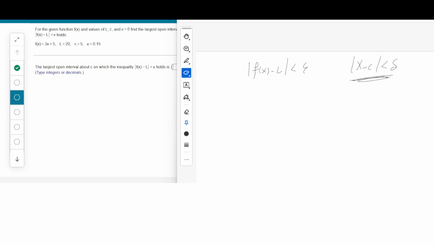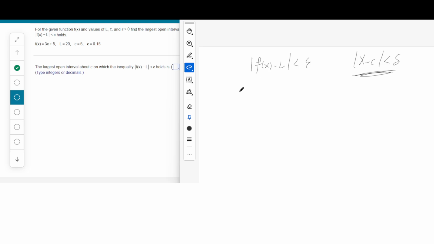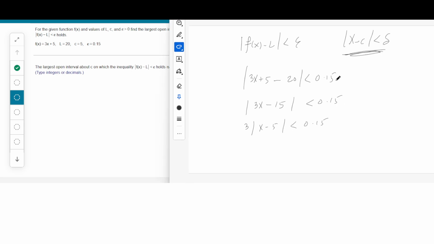Okay, how do you do that? Plug in the value of f(x), which in this case is 3x + 5, minus L, 20, less than epsilon, which is 0.15. Try to simplify this so that you get this inequality: |3x − 15| < 0.15. You factor out 3: 3|x − 5|. This is a very simple type of function. We're going to see some other examples where the function is not so simple like this.